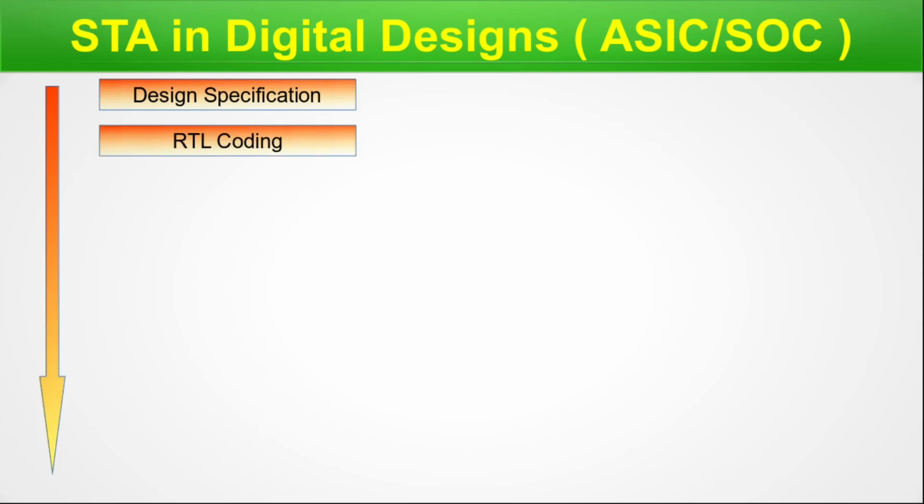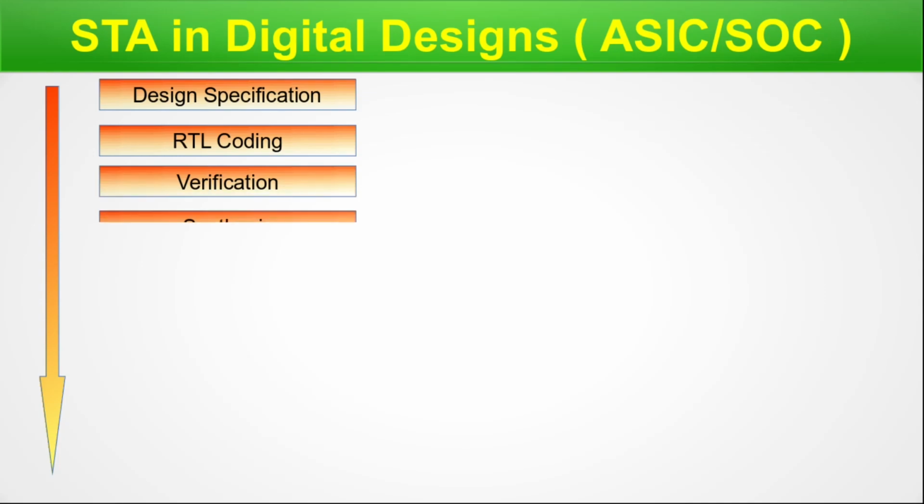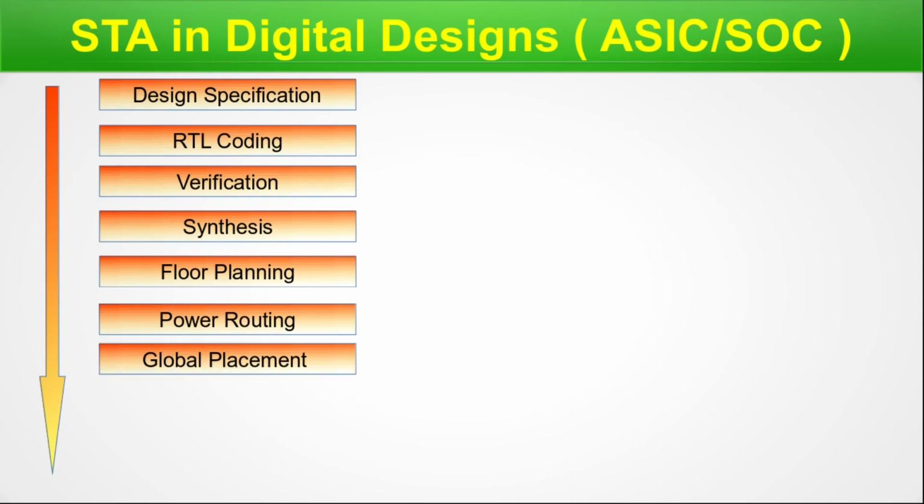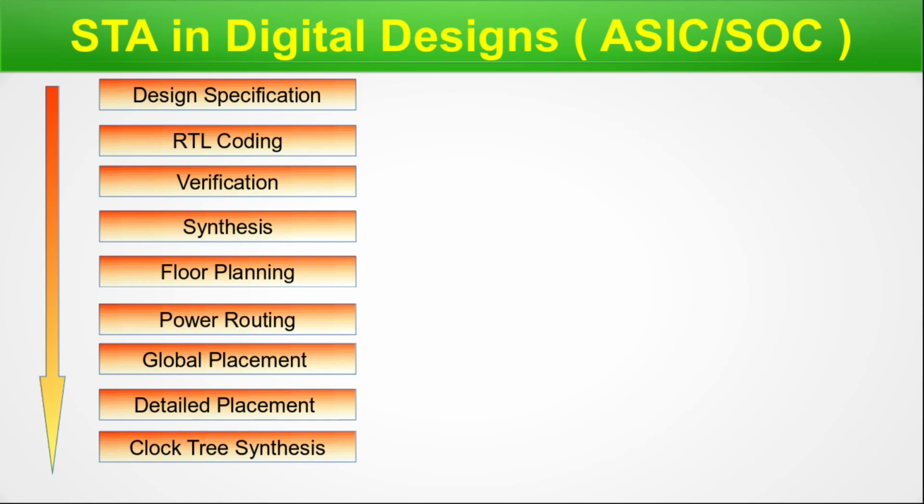Next, we do the RTL coding as per the design specification. Next, we do the verification of the RTL code that we have written. Next goes the synthesis, then the floor planning. Next, power routing. Here we enter the backend part, in the floor planning and power routing stage. Then comes the global placement. Next comes the detailed placement. Next to it comes the clock tree synthesis.